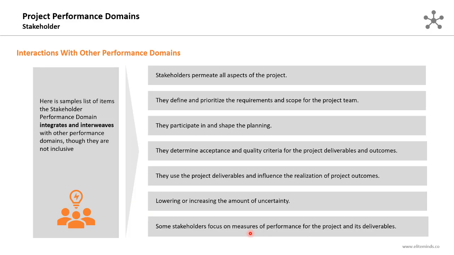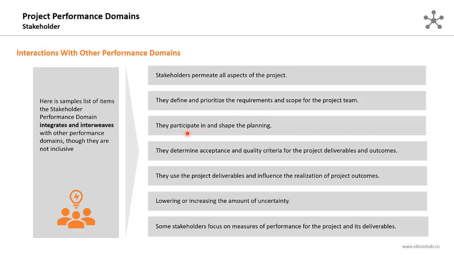Now, what are the interactions of the stakeholder performance domain with other performance domains? Here is a sample list of items the stakeholder performance domain integrates and interweaves with in other performance domains, though they are not inclusive. So some examples: stakeholders permeate all aspects of the project, so there will be an interaction with all other performance domains. They define and prioritize the requirements and scope for the project team, so it will interact with the project work performance domain, as the project work will focus on the scope and quality, and the stakeholders will define and prioritize the requirements of the scope.